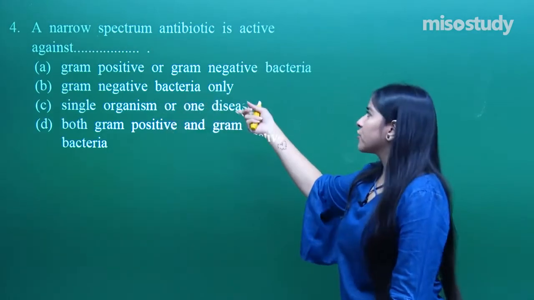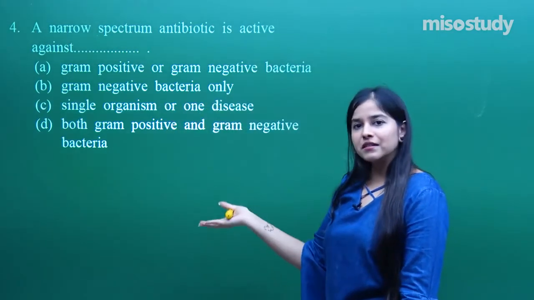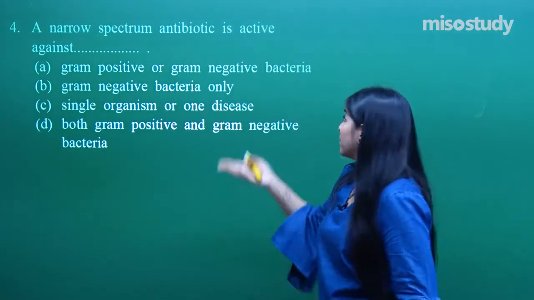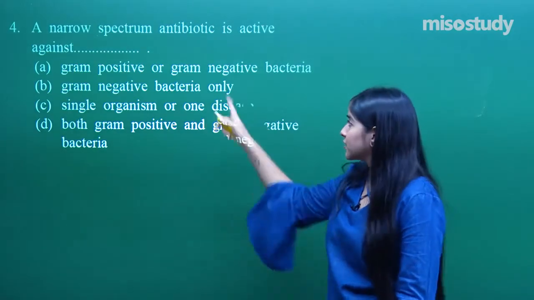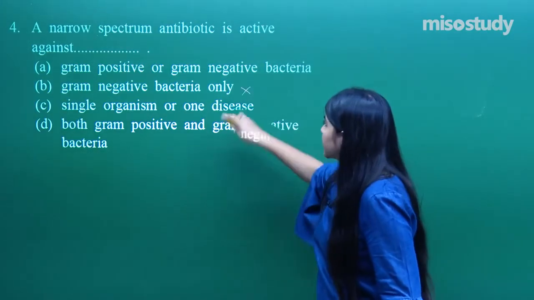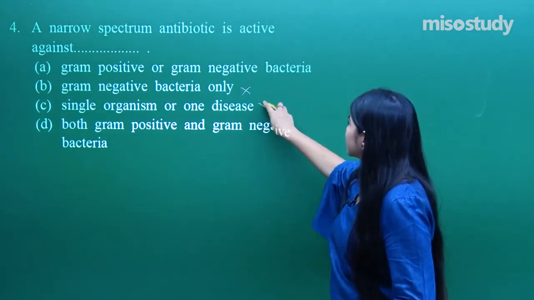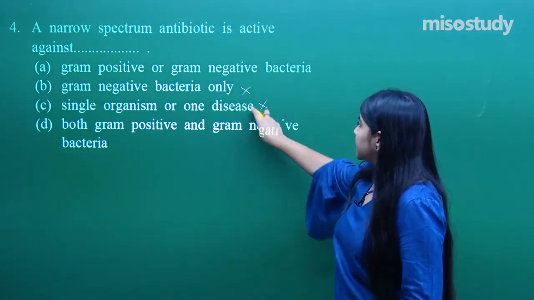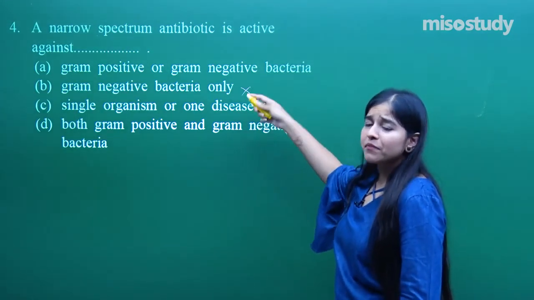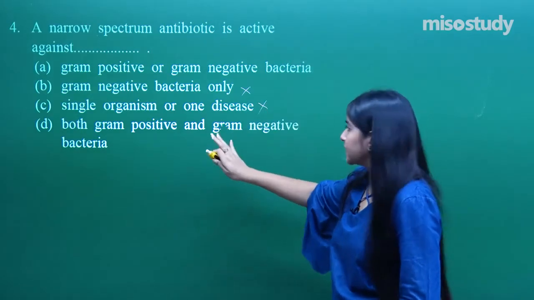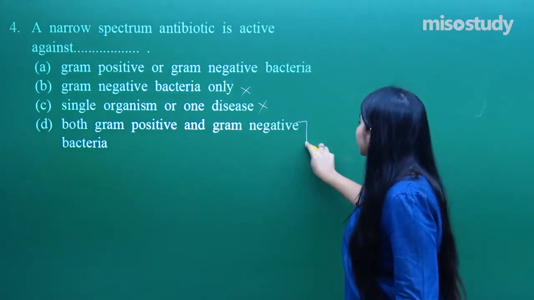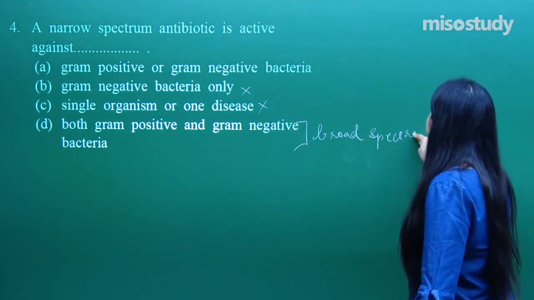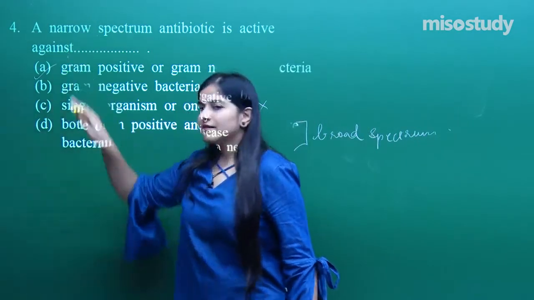Next is gram negative bacteria only. Now how do I know that this is acting upon only the gram negative? I do not know which narrow spectrum antibiotic I am using. It may be active against the gram negative, the gram positive also. Fine. So this is incorrect. Single organism or one disease, not an appropriate answer, right? Not so appropriate. Both gram positive. This particular option may be correct, maybe, but not completely. Both gram positive and gram negative. So this is the work of broad spectrum, right? Not the narrow one. So I've got my answer as A. I hope it's clear to you.